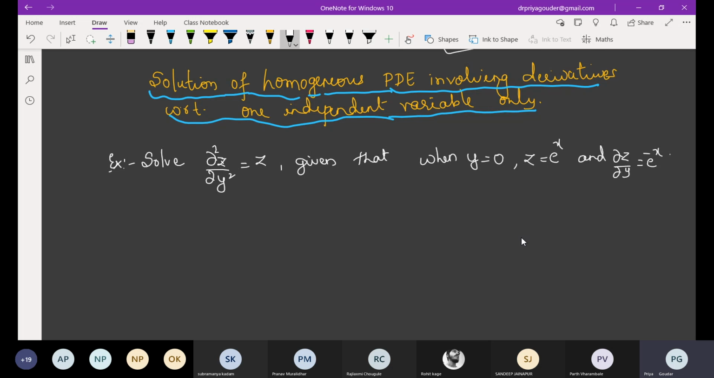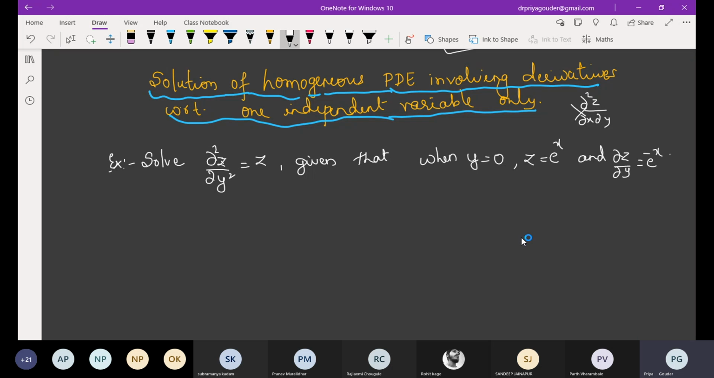Understood? And it is meant only for homogeneous, which means if you have a mixed type dou square z by dou x dou y, then we cannot apply. This is non-homogeneous. And just see, I'll tell you the procedure. What we are going to do here, first in the beginning, is that there will be only one independent variable. Suppose, for example, here.